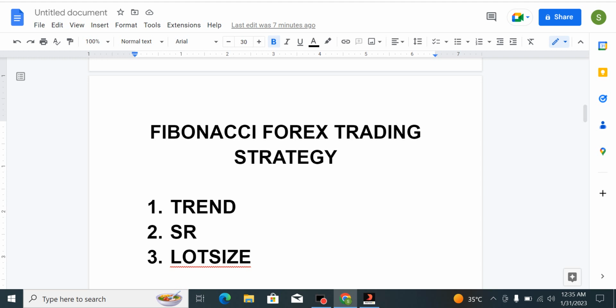But before we go fully into it, there are some things you need to put into place. The very first one is your trend. Your trend is very, very important. When you are in the right trend, then definitely you will be able to make some good cash for yourself right from there. You need to be sure of your trend before you start using your Fibonacci. If you are not sure of the trend, then I won't advise you to go straight into it. That is very, very important.